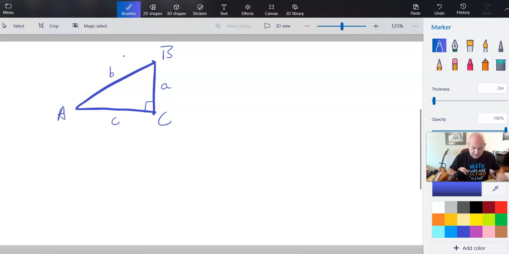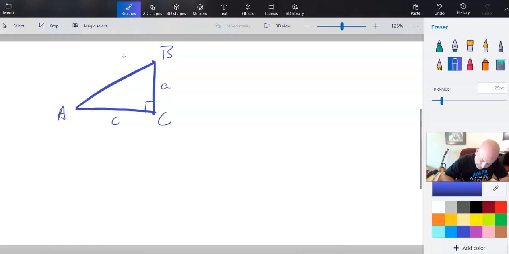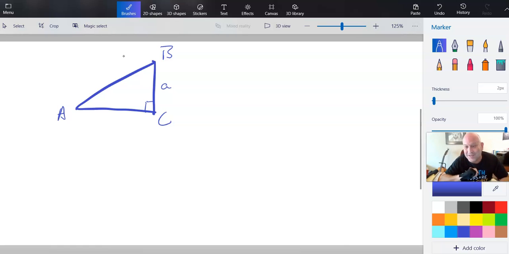Then we're going to give you some measurements here. Wow, I have that labeled wrong. Let me tell you what I just violated: the letter always goes opposite the angle. The capital B is the angle, and the lowercase b is the side. The side is the opposite side from this angle.